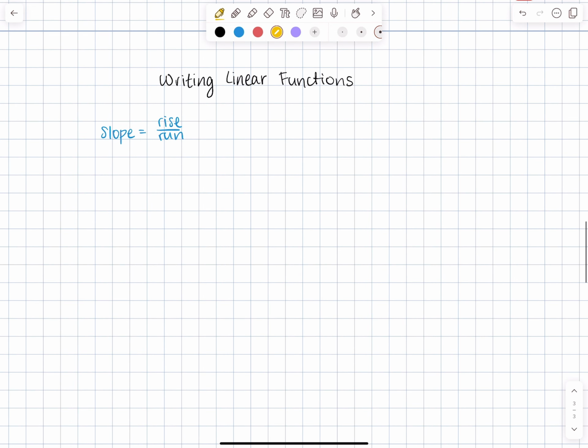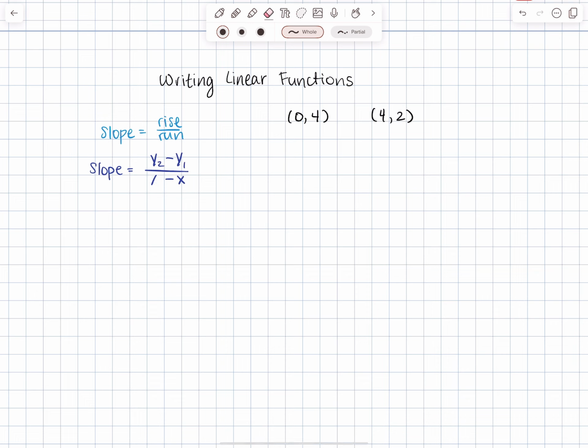So how can we write linear functions with 2 points? Let's say we had the points (0, 4) and (4, 2). Find the slope. Given 2 points, the slope of a function equals y1 minus y2 over x1 minus x2. I could write it this way, or I could write it as y2 minus y1 over x2 minus x1. Either way works, but make sure you're being consistent, that the 2's are on one side and the 1's are on one side. Don't mix that part up.